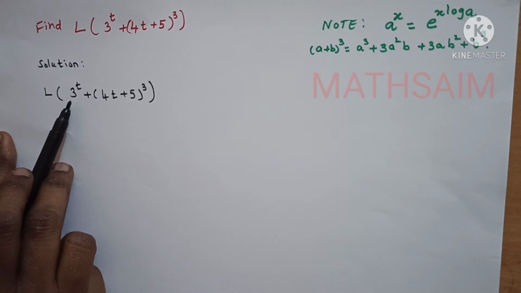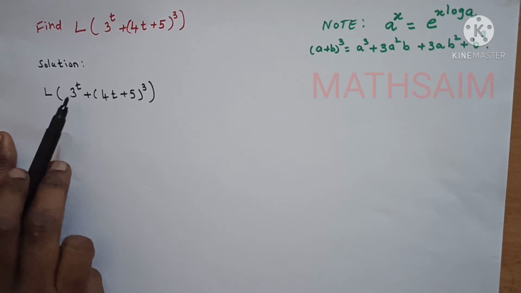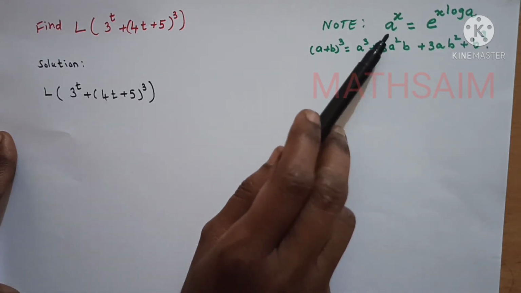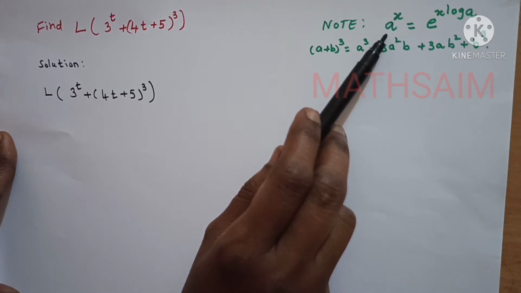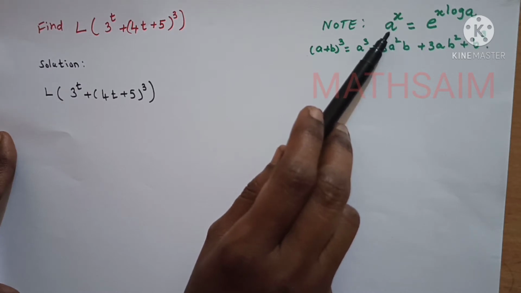But no need to worry. We are going to use only one property, then you can easily solve this one. You know the relation between the exponential and logarithmic function. I'm not going to explain that part here, but you just learn this property by heart and simply apply it here.